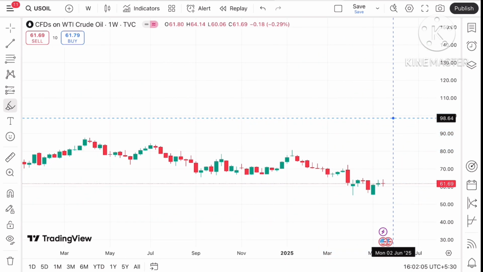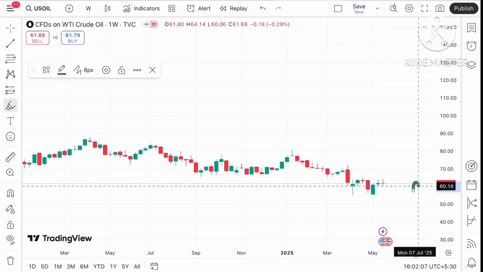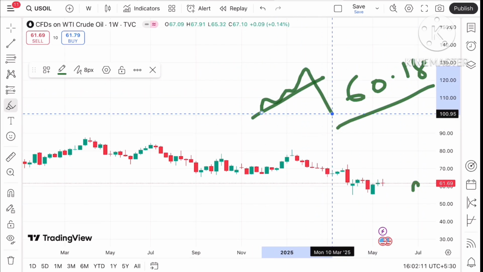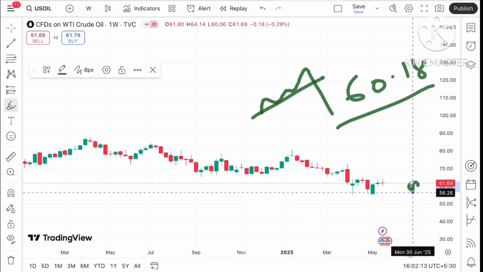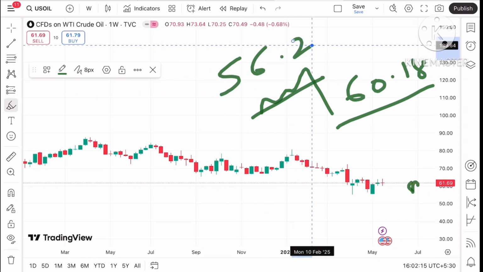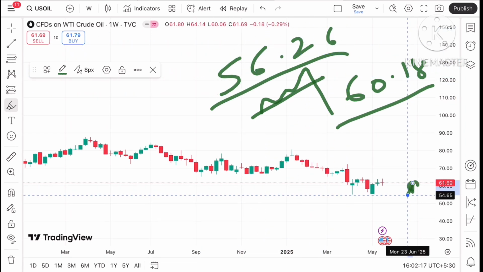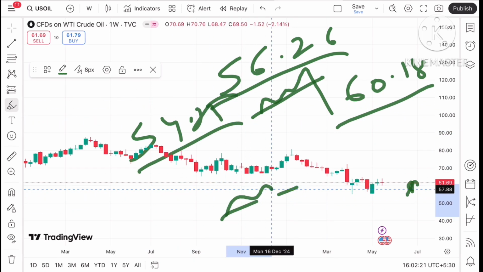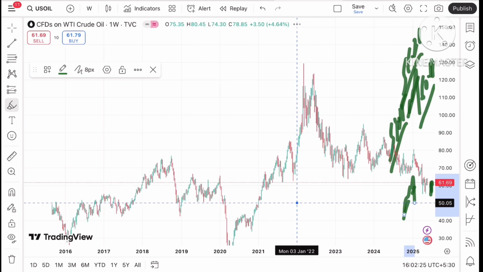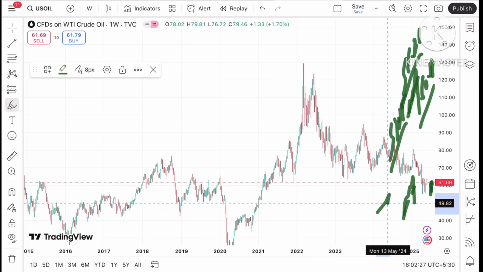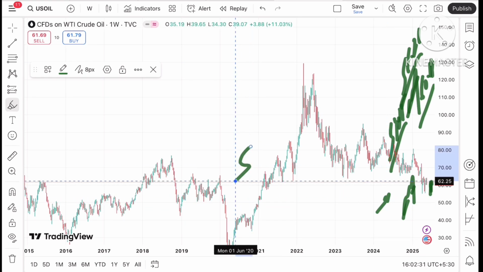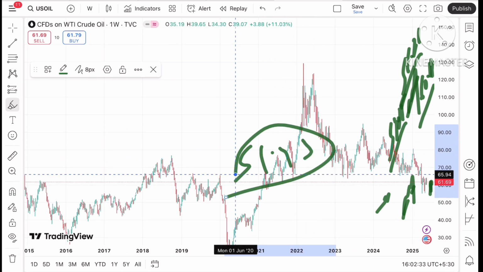But suppose the price doesn't sustain and starts falling below this level, there is a chance of touching a level of 60.18, and that is already being tested. So the price will fall further down towards $56.26, and from there a further fall towards 54.25. This level is already being tested, so the price will fall further down, and after that the price can touch 53.9 to 51.43, and then a further low.